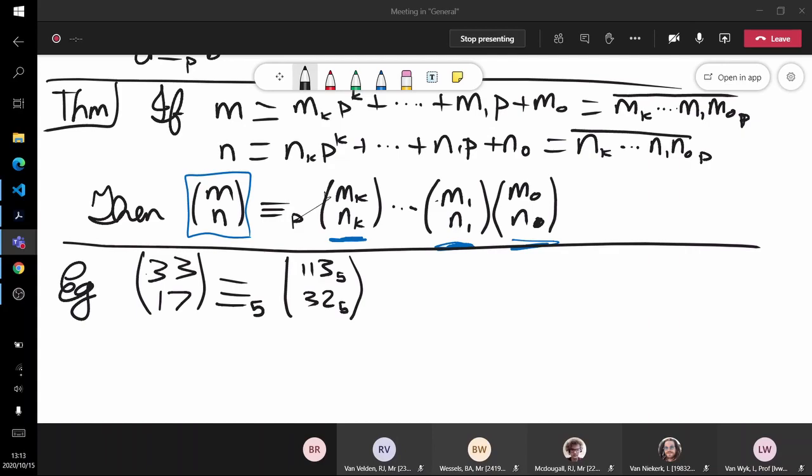But in fact, for Lucas's theorem, we need to have the same number of digits for the top and the bottom. So for 17 and 32, we can just add a 0 at the start. So 113 base 5, 032 base 5. If we evaluate that in base 5, that'll be 1 choose 0 times 1 choose 3 times 3 choose 2.